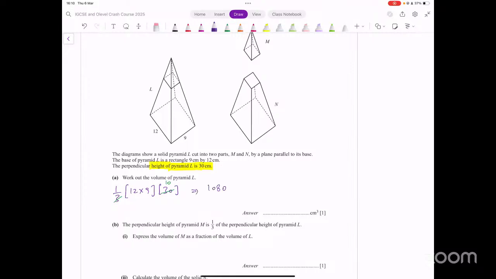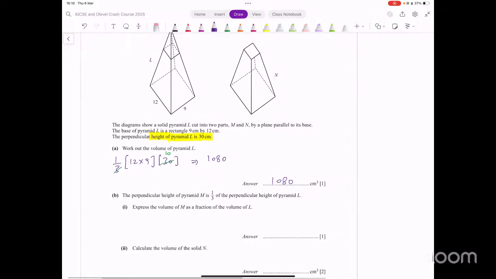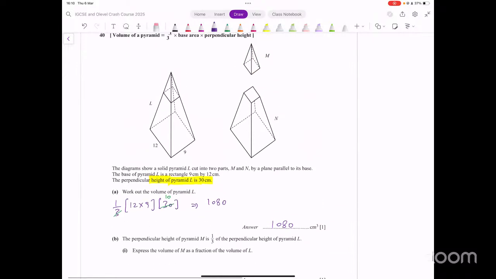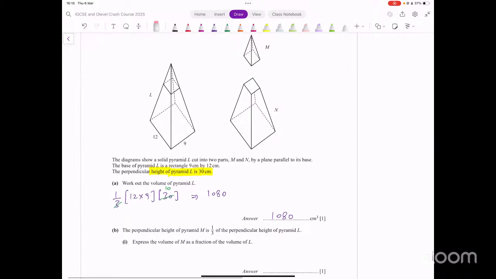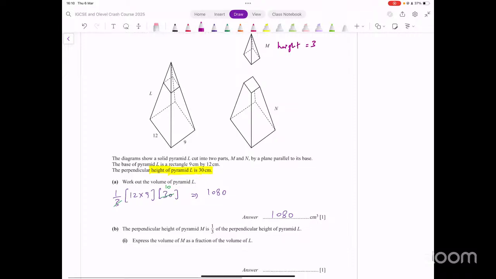That's the volume of this pyramid, 1080. Now it says the perpendicular height of pyramid M is 1/3 of the perpendicular height of pyramid L. This is pyramid M, that's a smaller pyramid, so they've taken out of that pyramid. And that has a height that is 1/3 of the first one. What does that mean? This was 30. 1/3 of that, 30/3, what does that become? That becomes 10. This smaller pyramid has a height of 10. 30/3, that's 10.